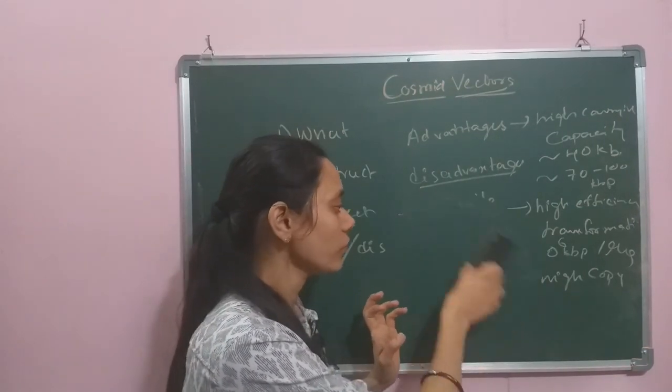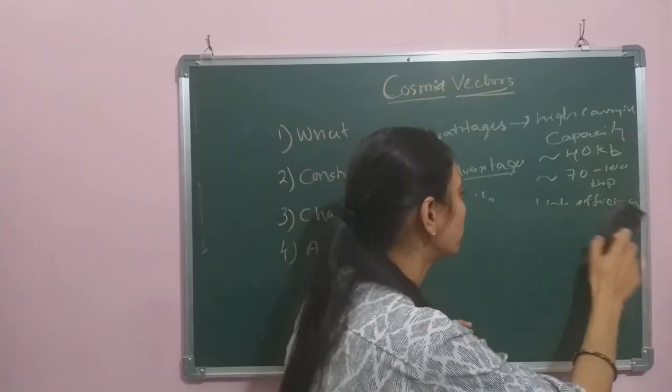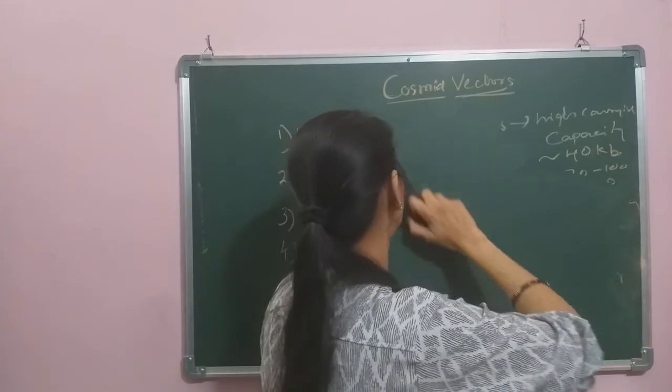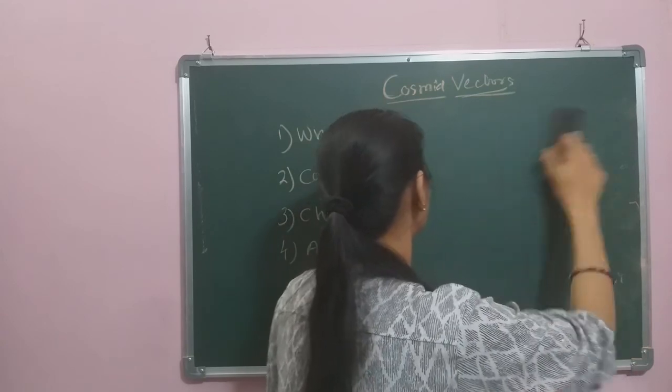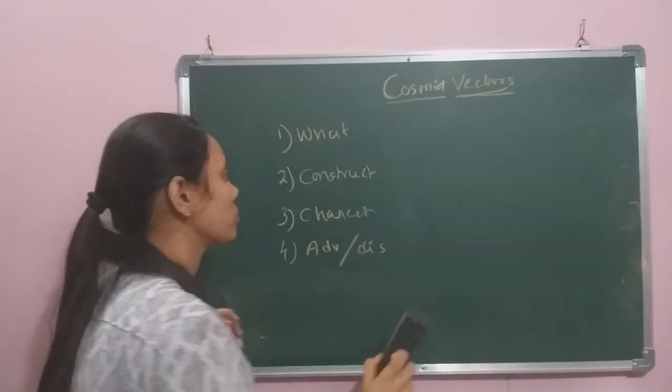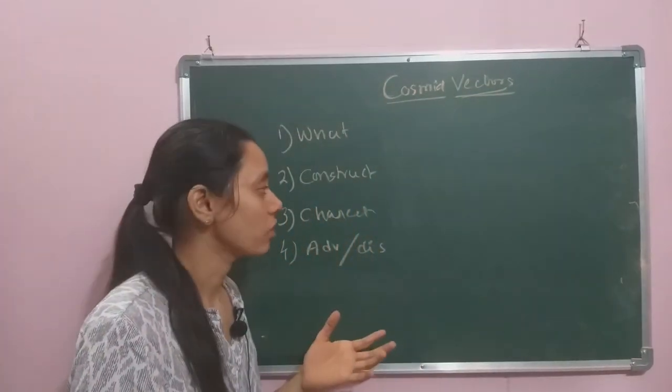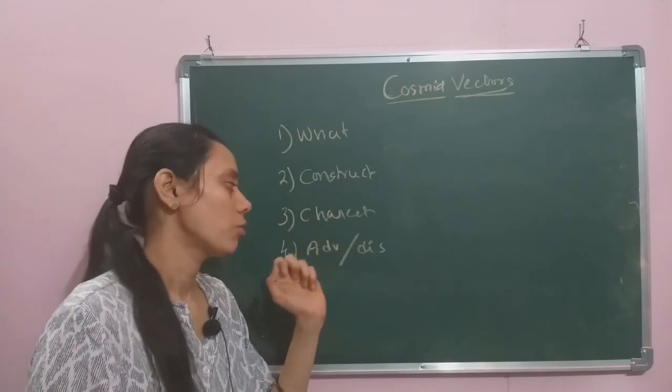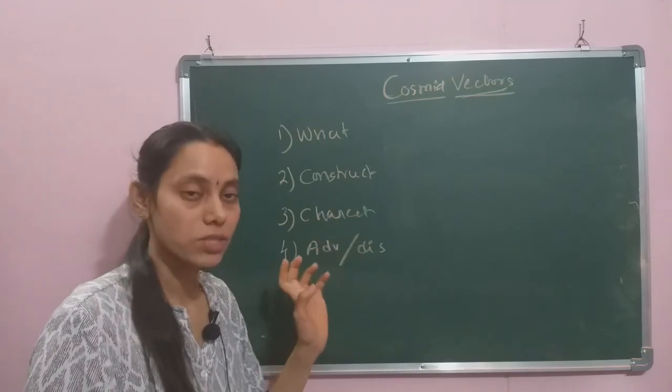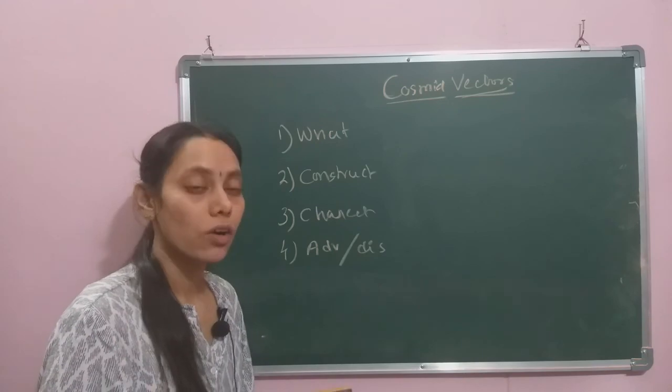So towards the last point, up to this we discussed what exactly cosmid vectors are and how we construct them, what the basic characters are, and the advantages and disadvantages of the cosmid vectors.